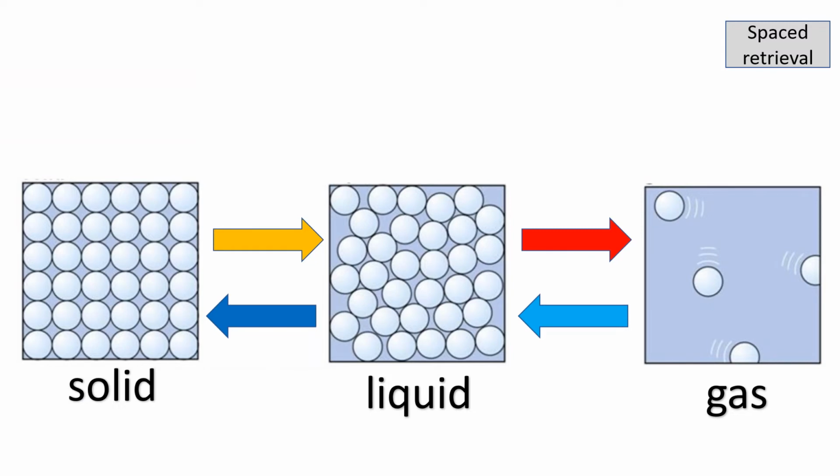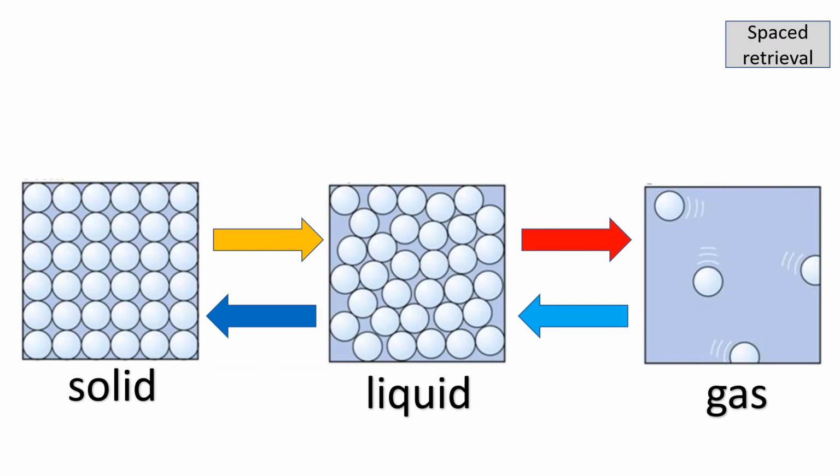So hopefully this diagram looks familiar to you. Solid with nice, regular, orderly particles, all of them touching. A liquid, very busy still, very full, almost all of them touching, but a lot less organised, a little bit messy, higgledy-piggledy. And a gas with lots of spaces between the particles to show that low density.